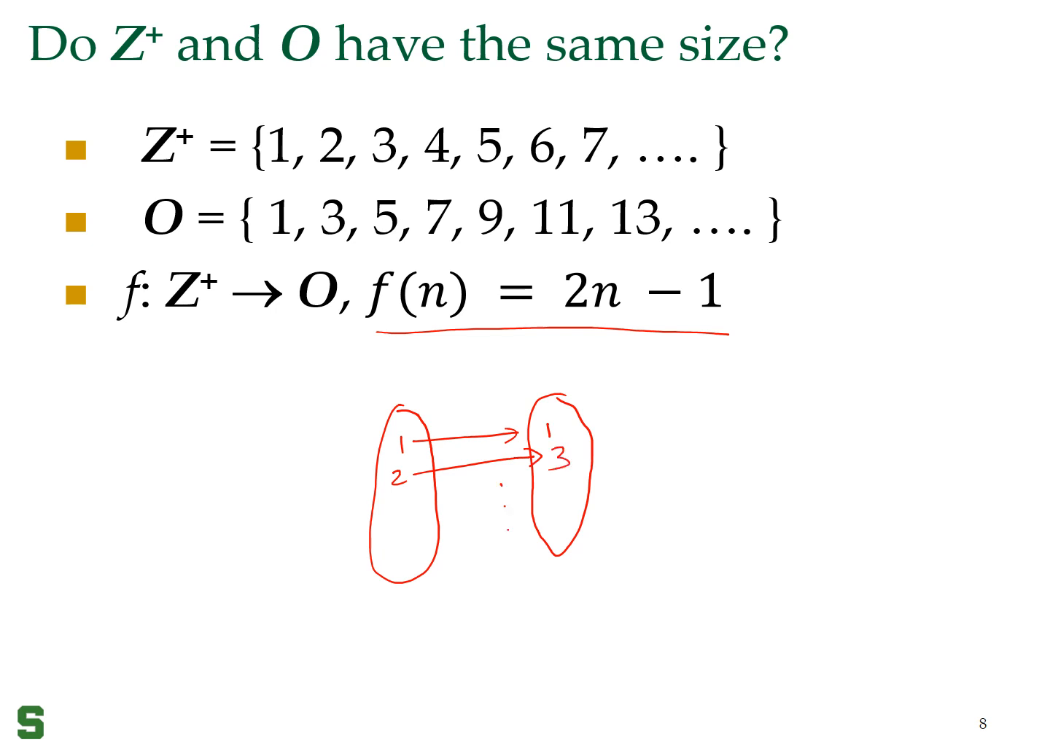I can observe that this function is 1 to 1 because two numbers in here do not map to the same number here, and it's also onto because if I look at any number here, say if I look at the number 9, I can find that something is mapped to it. In this case it will be the number 5. So because they have a bijection between them, we are going to say that they have the same cardinality.